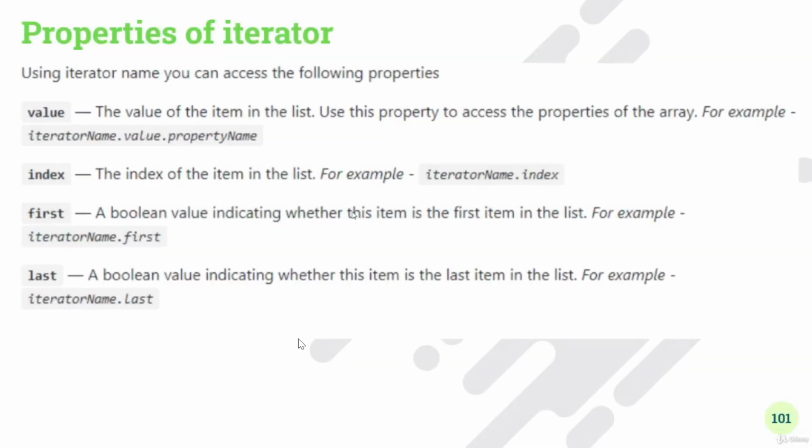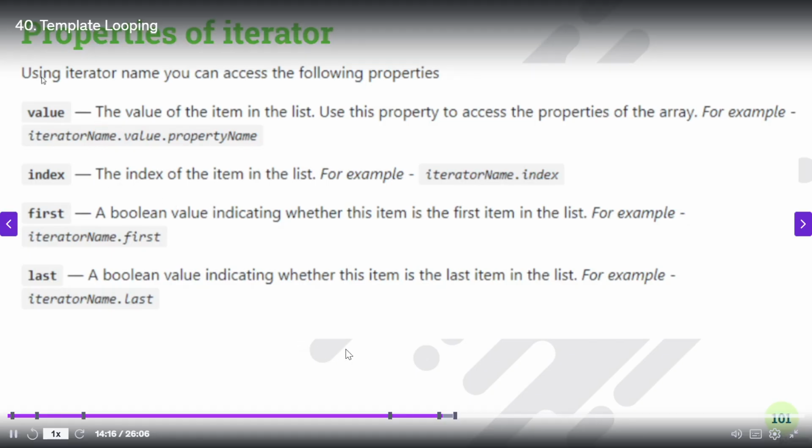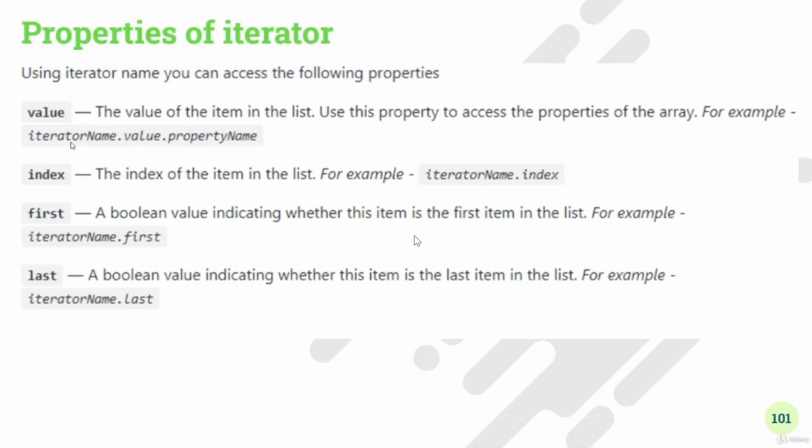And let's see what all the extra properties iterator gives us. So earlier we were just using directly the current item into our loop, but here to access the property we have a different approach. We will say first property is value. So if you want to fetch the value, you need to use iterator name dot value and then your property name. Then index is the same thing like iterator name dot index.